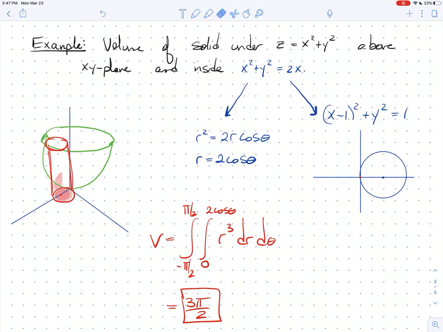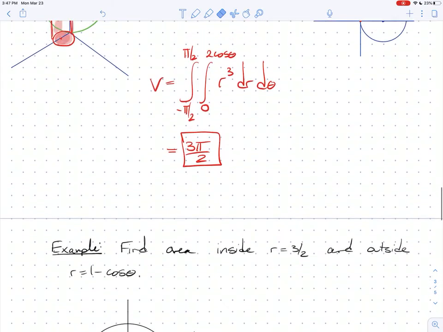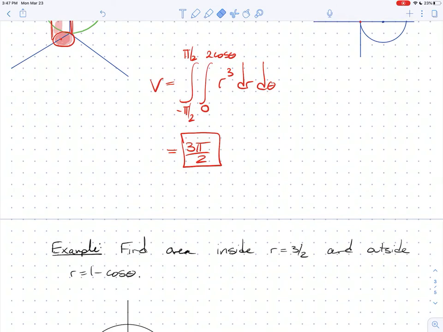So that's that example. I'm going to go ahead and take a chance on length and work out another example. This one shouldn't take too long. I want to find the area inside r equals 3 halves and outside r equals 1 minus cosine theta. R equals 3 halves is just a circle centered at the origin, radius 3 halves.